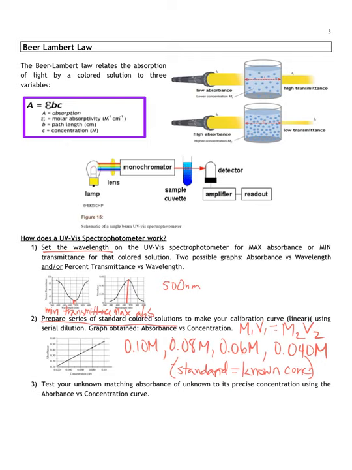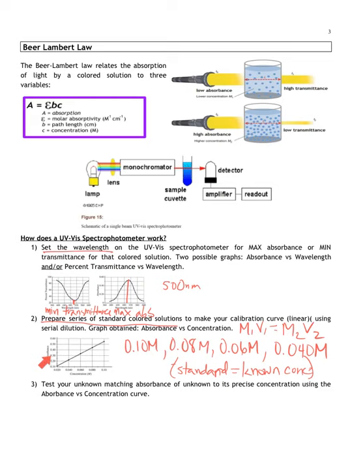So say your unknown has an absorbance of 0.5 when you put it in the machine. And so you can take that and move it over and see exactly what the concentration at 0.5 is. And that is, I would say, 0.095 molarity. So you can do it at any point.